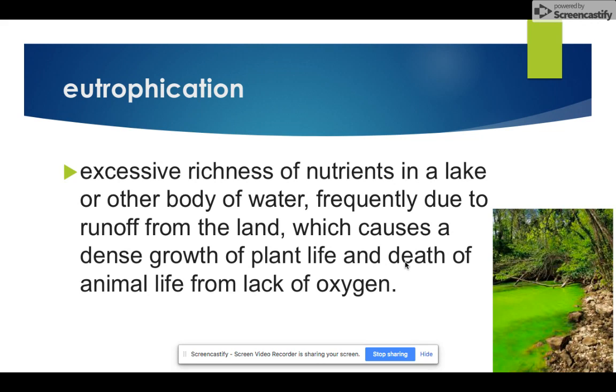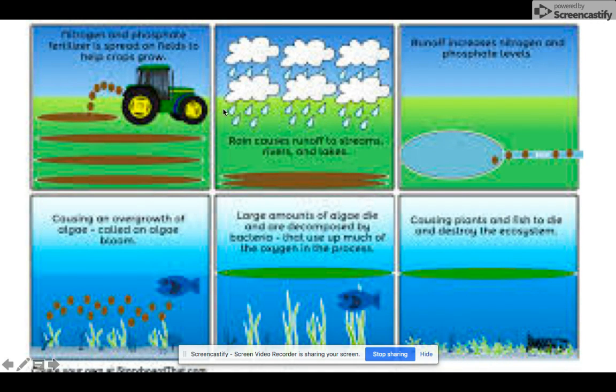But that's another story. What happens is the eutrophication blocks all the sunlight and kills all the fish and plants that live underneath it. Here's an example. The farmer puts his fertilizer, looks like little turds, doesn't it? Because technically, poop is a fertilizer. And the fertilizer gets on there, it rains, and the fertilizer can run off into a nearby pond.